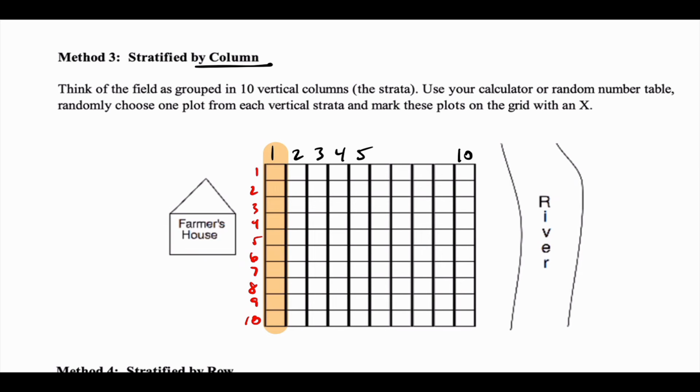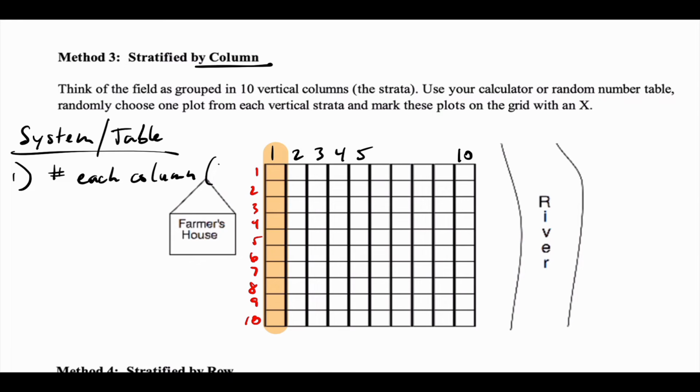So let's write some steps here on how to do it before we do it. Okay, system using the table. What do I do first? I got a number, right? I have to know which box is which. So I numbered each column and numbered each row. Number each column 1 to 10 and each row 1 to 10. That's what I did first.